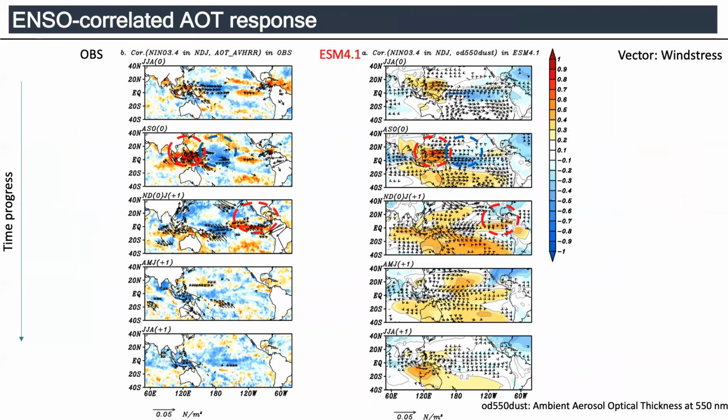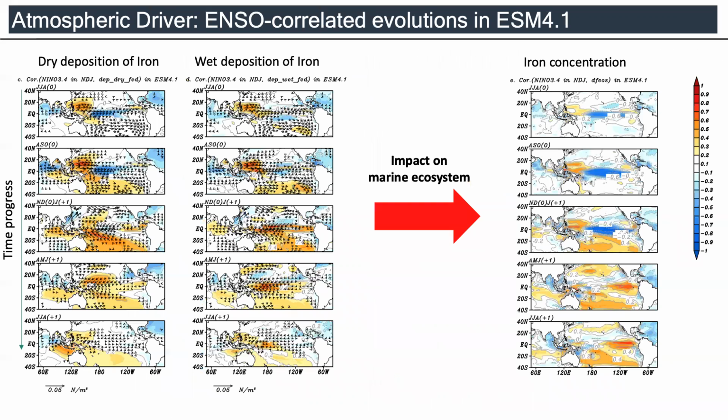In GFDL ESM 4.1, increased aerosol optical thickness has been captured in the El Niño events. This is resulting from changing land soil moisture, wind stress, and vegetation that enhance dust emission from land to the atmosphere. We assume that this atmospheric dust emission can be another important driver of post-El Niño chlorophyll rebound.